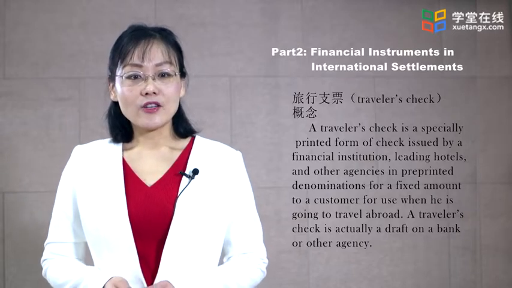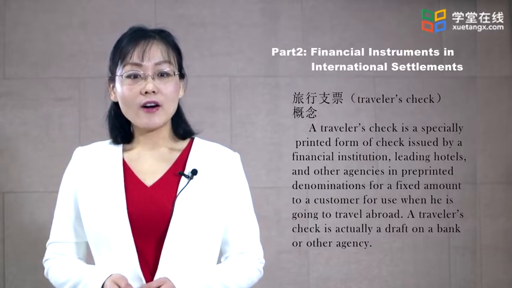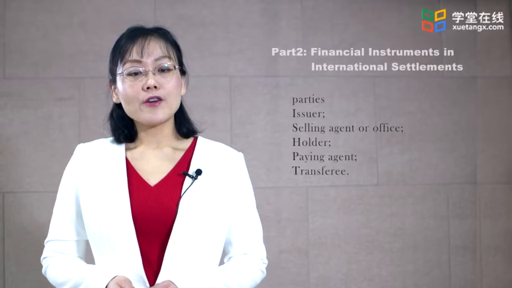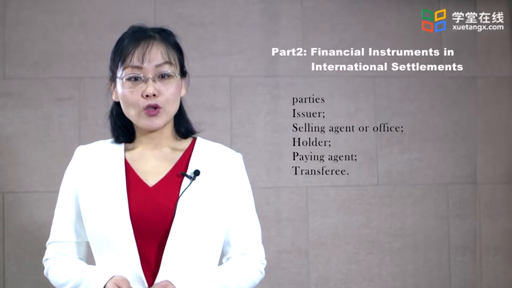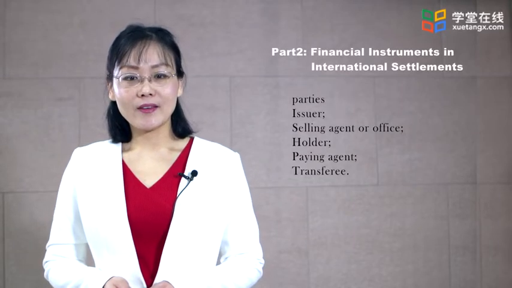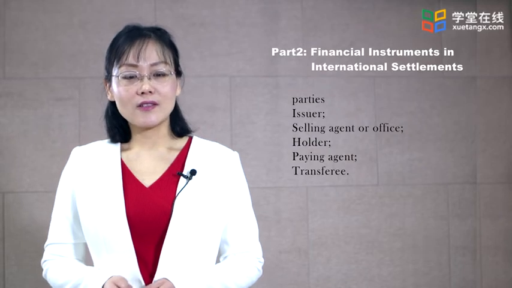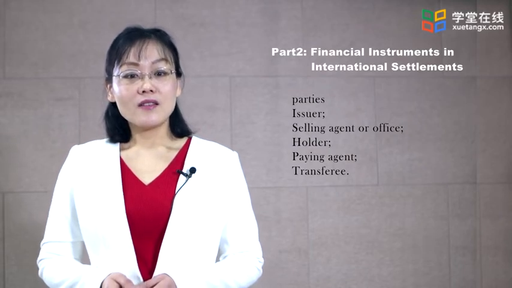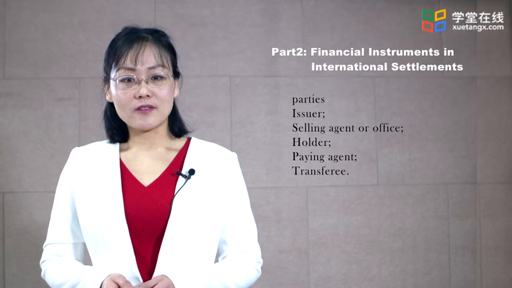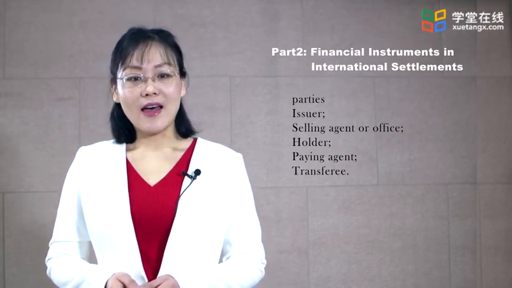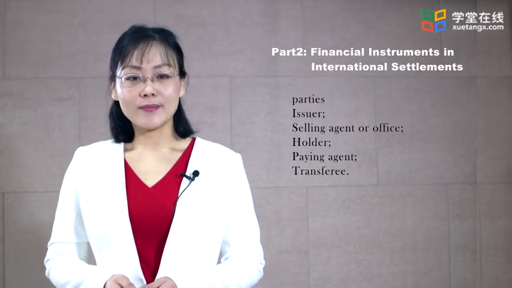Next, let's look at the relevant parties in a traveler's check. There are 5 parties to a traveler's check, namely the issuer, the selling agent, the purchaser or holder, the paying agent, and the transferee.